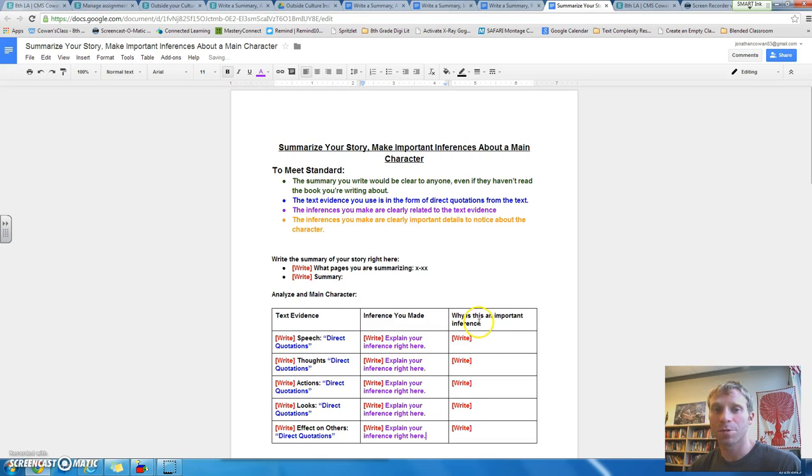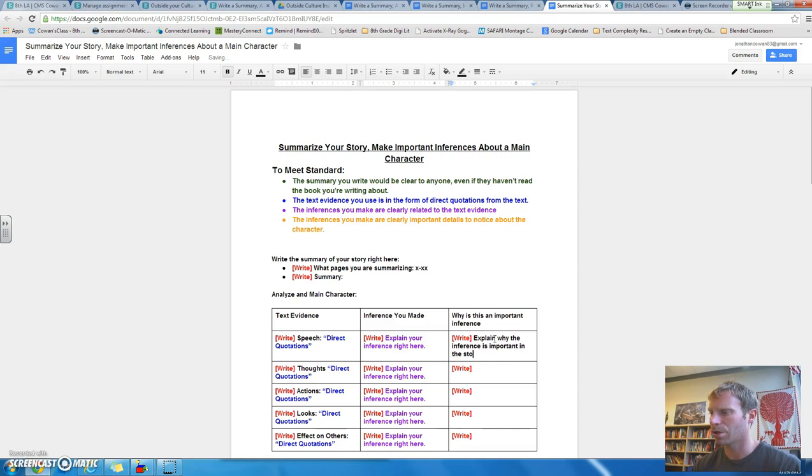And then you need to explain why that inference is important. So over here, why was this piece of evidence important? Why was the inference important? How does that impact your story? Why does that show us something important about your character that's going to matter as you go on throughout the story? So the inference, explain why the inference is important in the story.